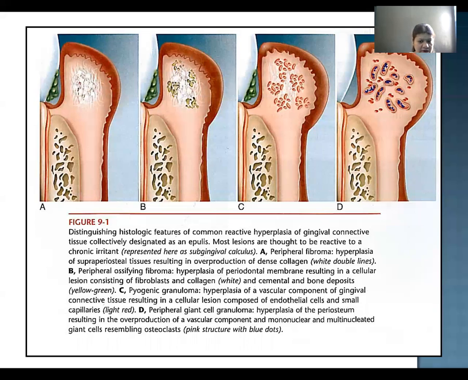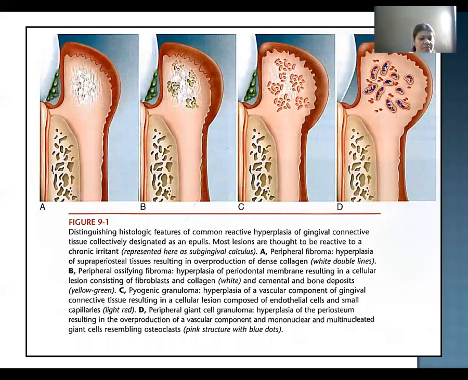The first lesion we have seen is fibroma, which is a hyperplasia of supraperiosteal tissues resulting in an overproduction of dense collagen. So the first tumor, which is important, is the fibroma, where you have seen the overproduction of dense collagen fiber bundles and numerous fibroblasts of varying sizes.